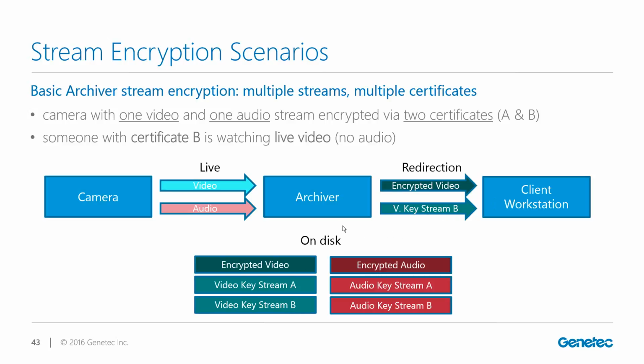Now on the actual storage device on the archiver, since we're getting both a video stream and an audio stream, we've got the symmetrically encrypted video stream that's being kept, and the symmetrically encrypted audio stream. Of course, since we have two certificates, we have the certificate A video key stream and certificate B video key stream. And the same thing for the audio, so it's got a different stream for certificate A and certificate B.